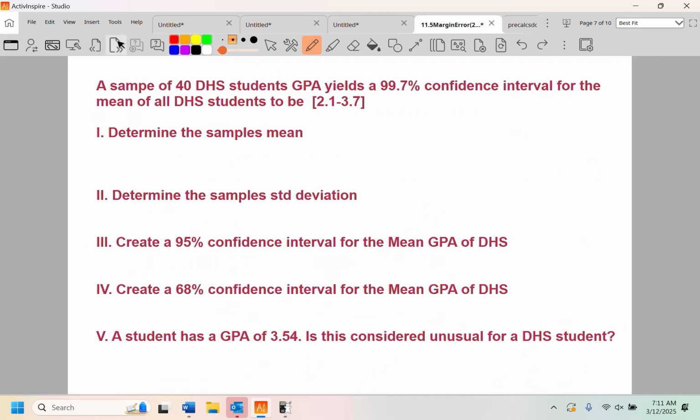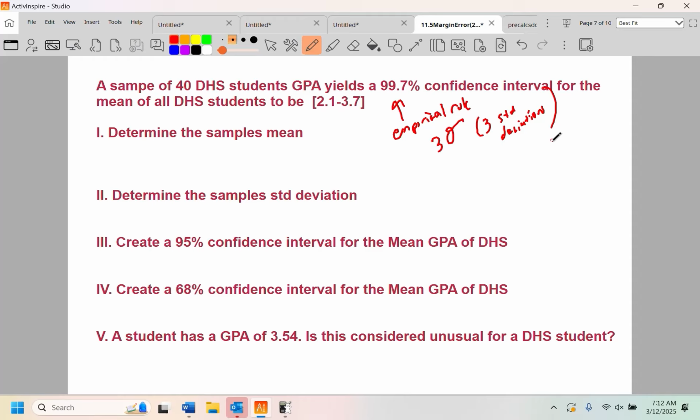All right. We don't have too much left. A sample of 40 DHS students' GPAs yields a 99.7% confidence interval for the mean of all DHS students to be 2.1 through 3.7. Now, notice I mentioned 99.7. From your empirical rule, this is 3 sigmas, that's 3 standard deviations. Okay?